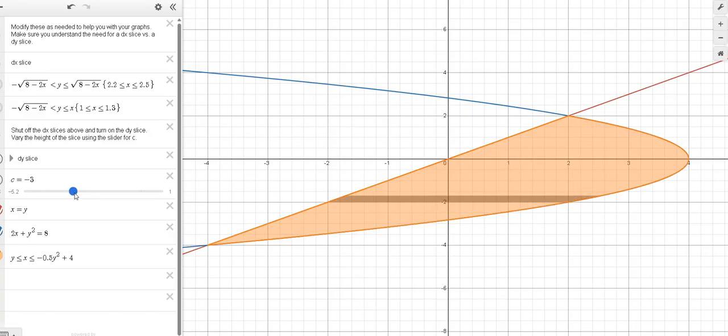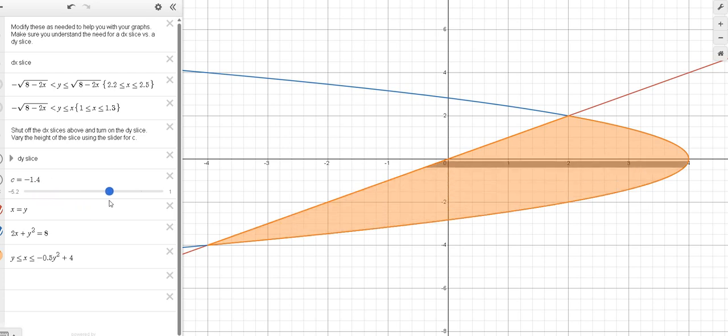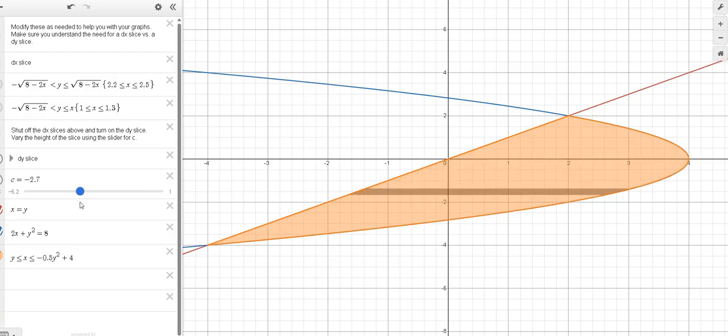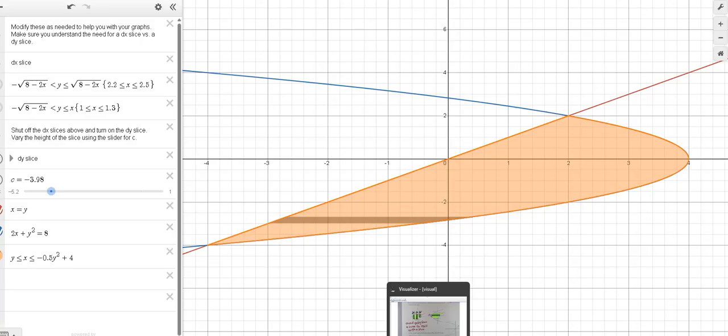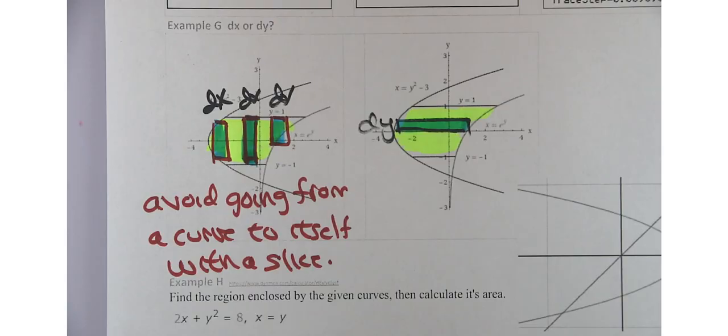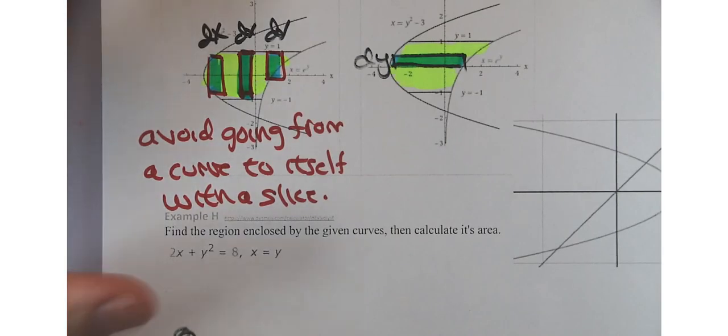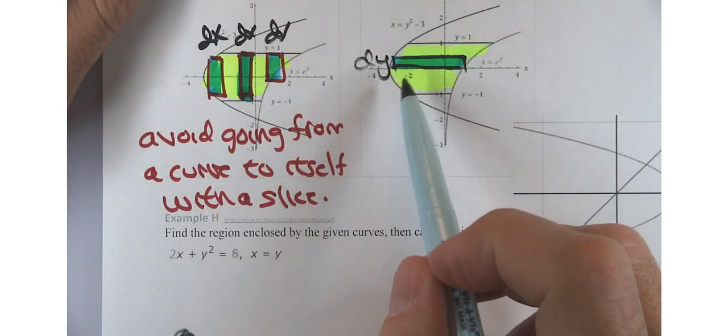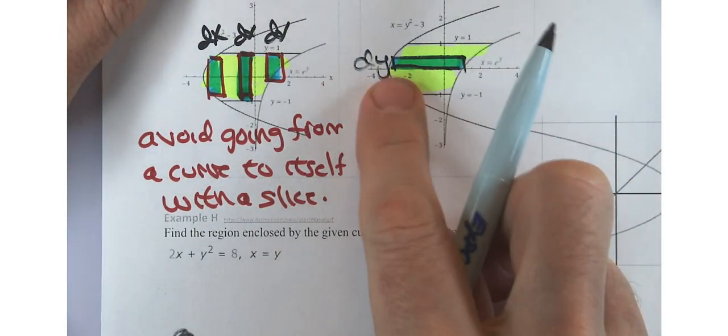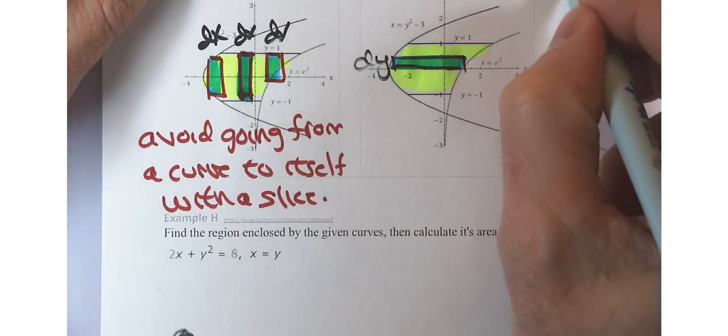The thing about the dy slice is that it's always the right minus the left. Doesn't matter where you're at in terms of its height. You're always still looking at the same two curves when you're finding your distance from right minus left. So that's going to be much better because we'll only have to set up one integral as opposed to two integrals. So let's do our dy slice here and find the area of one slice.